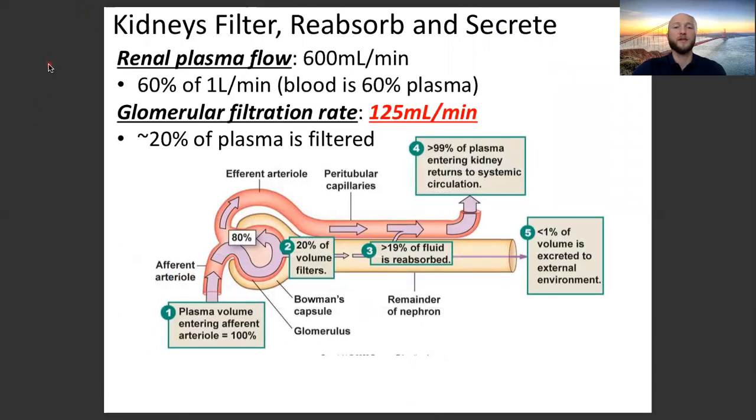All right, so kidneys filter, reabsorb, and secrete. So renal plasma flow. Renal plasma flow is about 600 milliliters per minute. About 600 milliliters of plasma flows into the glomerulus a minute. A lot of blood flows to your kidneys. 600 milliliters per minute.